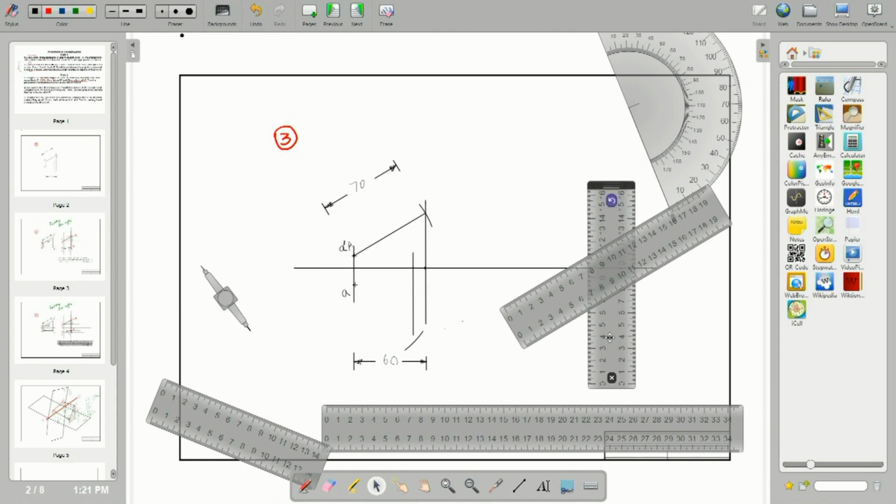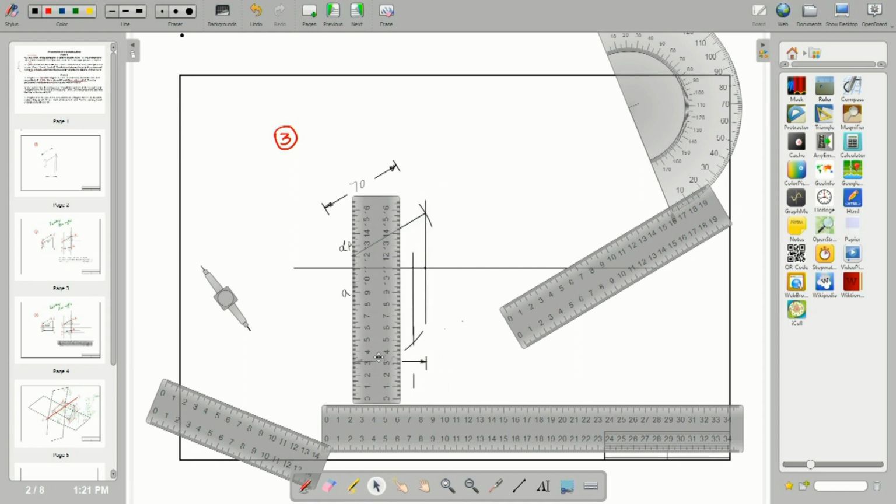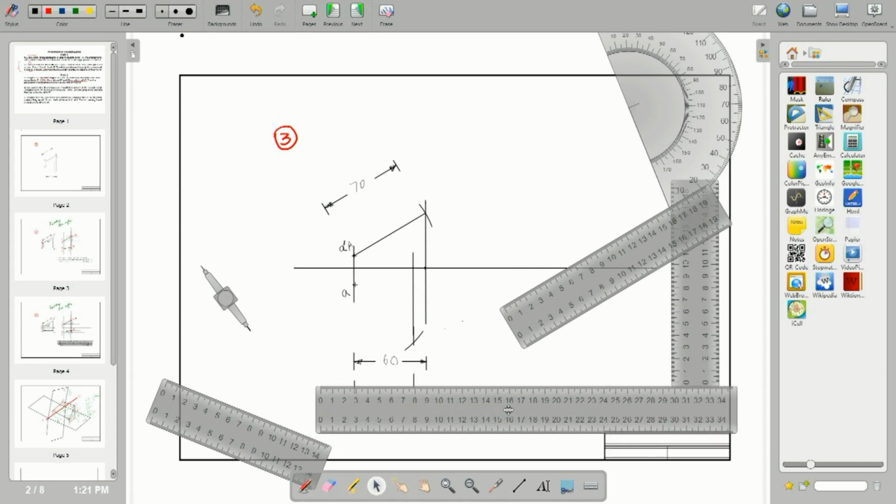By using these perpendicular scales, we have to extend this, and also extend from outside to measure 50 mm. The same scale I have to move here, away from, and move this horizontal scale.